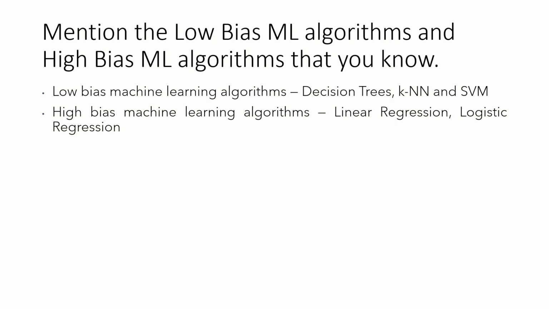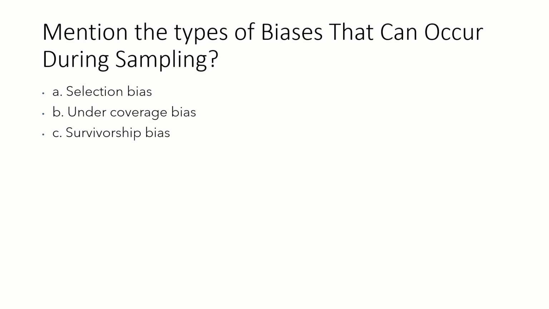Like it. Mention the low bias ML algorithms and high bias ML algorithms that you are aware of. Decision trees, KNN, SVM are all classified as low bias ML algorithms, whereas linear regression and logistic regression can be quoted easily as high bias machine learning algorithms.